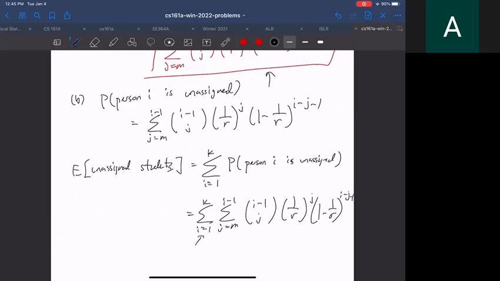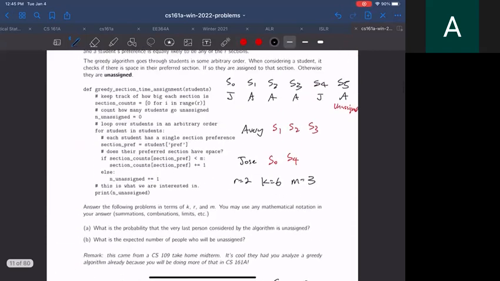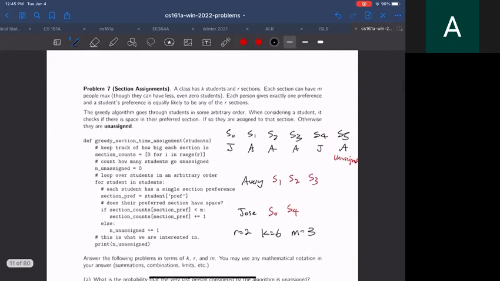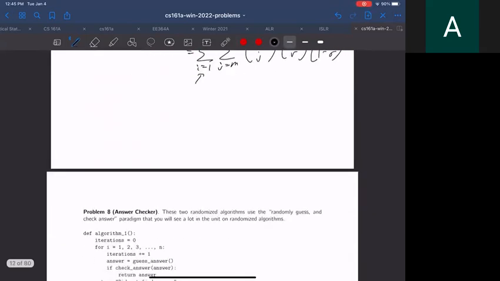Think about it. Can the first person ever be unassigned? No, because the first person will always get the spot. And in fact, the first r minus 1 students, r minus 1? No, r is the number of sections. The number m actually. So the first m minus 1 students should always get a section. It is the mth student.